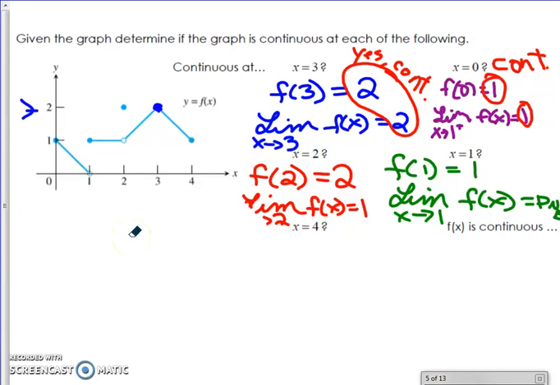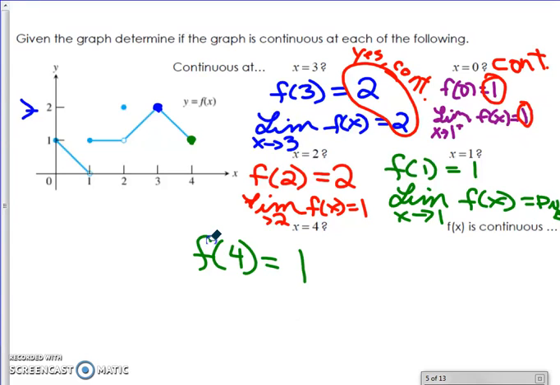Okay, now we're still looking at the same graph, but this time we're going to see if the graph is continuous at x equals 4. The first thing we want to do is evaluate the function at 4. So let's see, at x equals 4, we are right here. It was a closed circle, so that's going to be a y value of 1. So when we evaluate the function, we get 1.